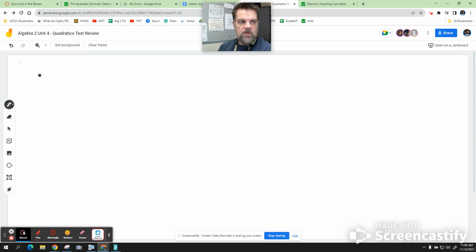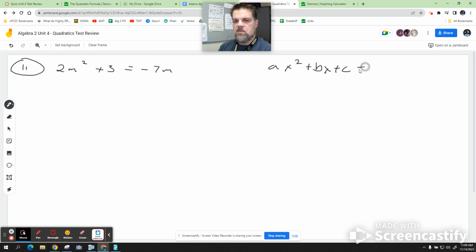So for problem number 11, this is horrible. There we go. I have the equation 2m squared plus 3 equals negative 7. Remember, I want to make it look like this: ax squared plus bx plus c equals 0. We're going to solve using the quadratic formula. So I've got to set this equal to 0.